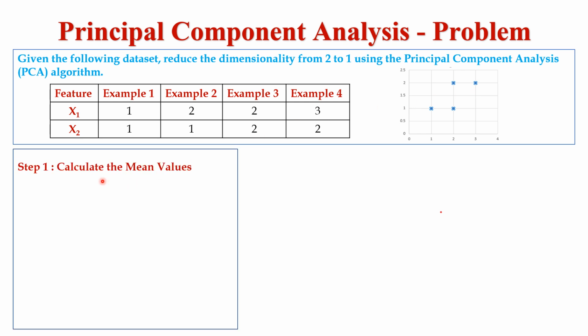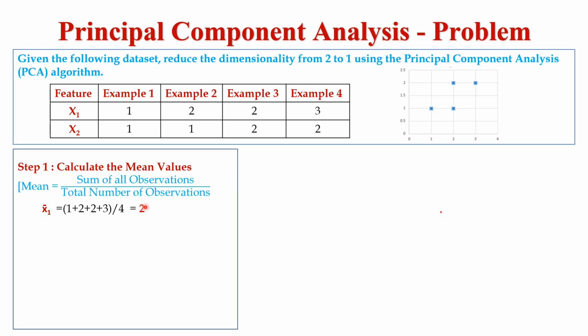In step 1, we need to calculate the mean values. The formula used to calculate the mean value is the sum of all the observations divided by the total number of observations. So we have to calculate the mean value for the features x1 and x2. We have four values: 1 plus 2 plus 2 plus 3 divided by 4, which is equivalent to 2. So the mean value for the feature x1 is 2.